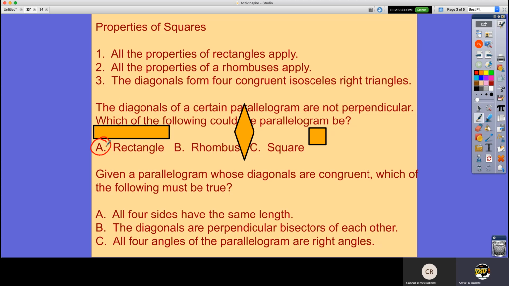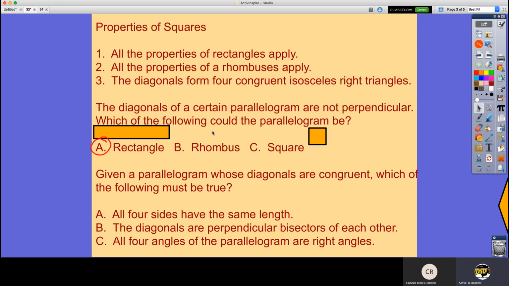Down below, given a parallelogram whose diagonals are congruent, which of the following must be true? Now, think about this. For a rectangle, are the diagonals the same? What do you think? Yes, the diagonals are going to be the same here. What about for this rhombus? No. So this is out of here. For a square? Yeah, those are the same.